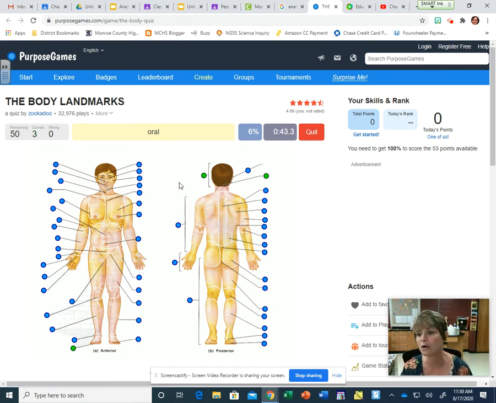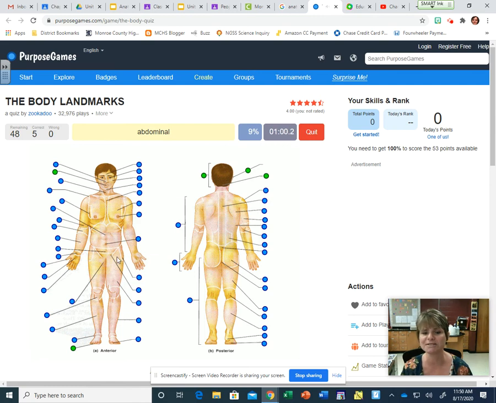Oral, remember oral or oris, the oral area, is your mouth. So it looks like that one's pointing to the mouth, and I got that one correct. Otic, okay, otic is your ear. It's referring to your ear. And again, these are all on that PowerPoint, pretty much most of them are. I got that one correct.